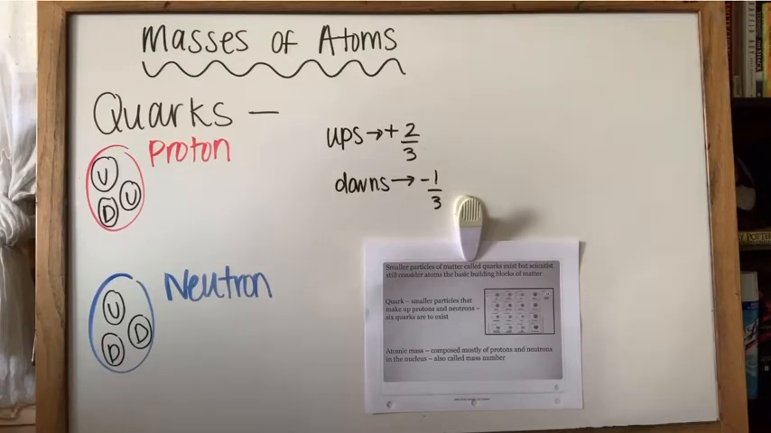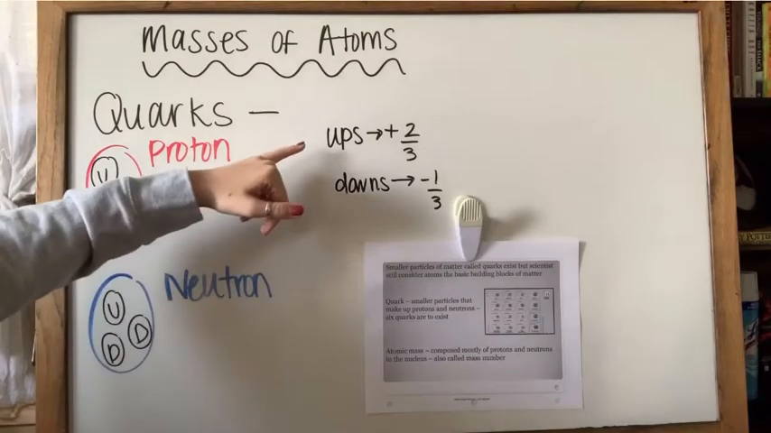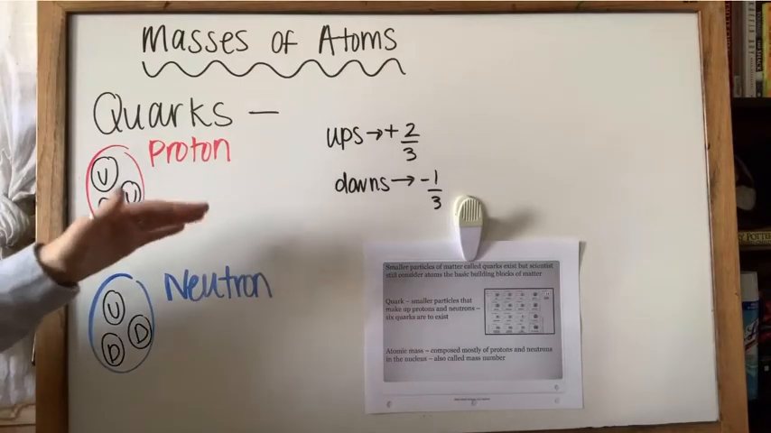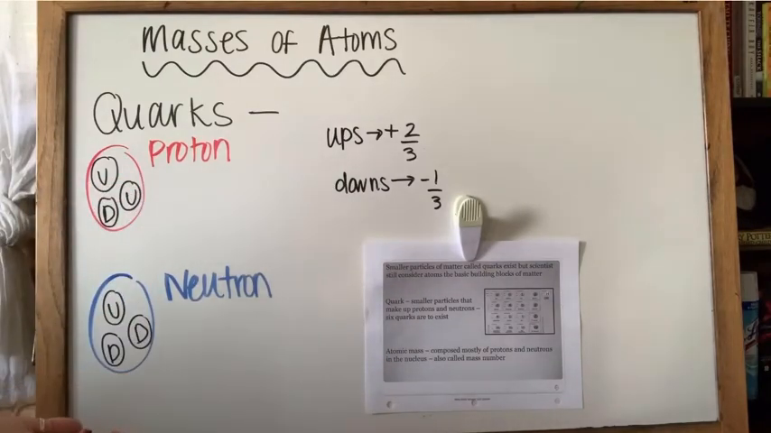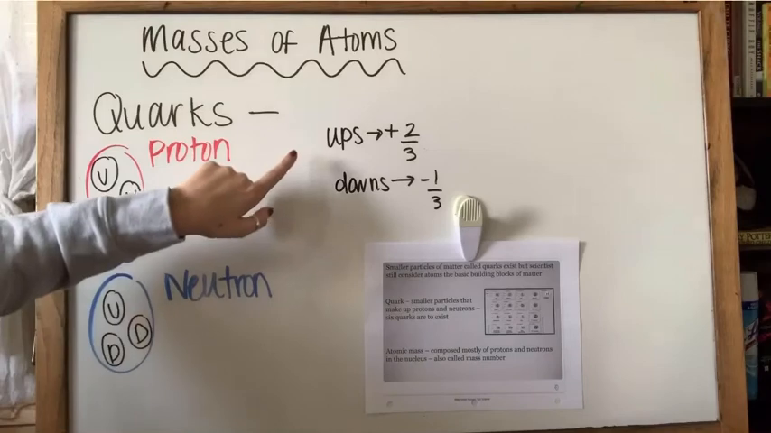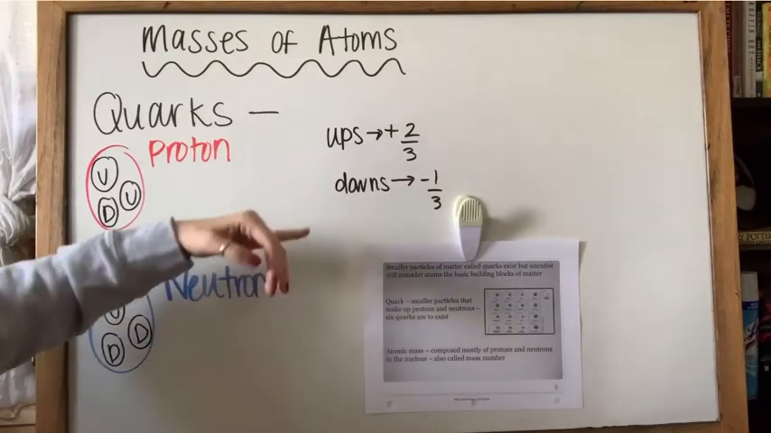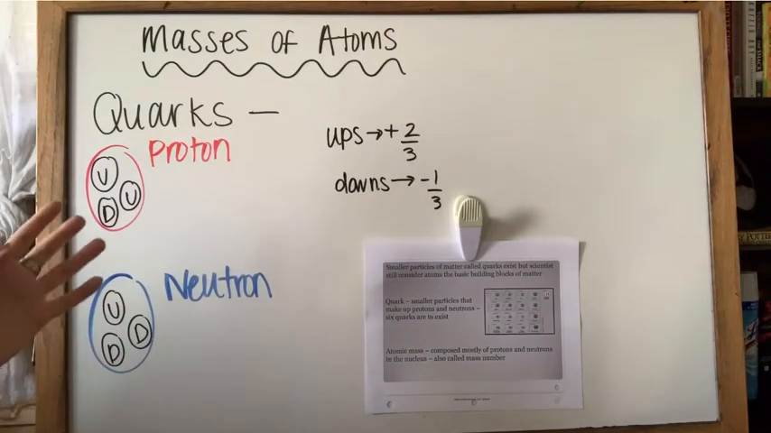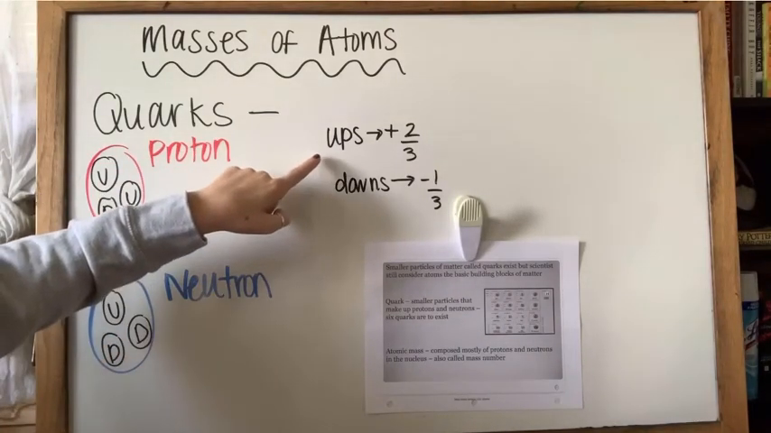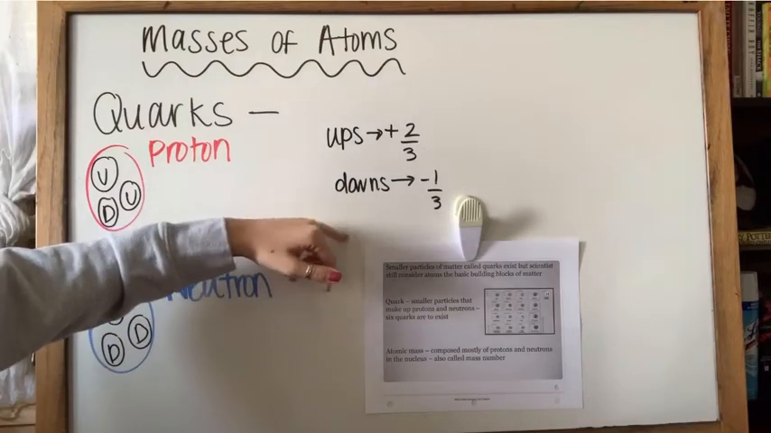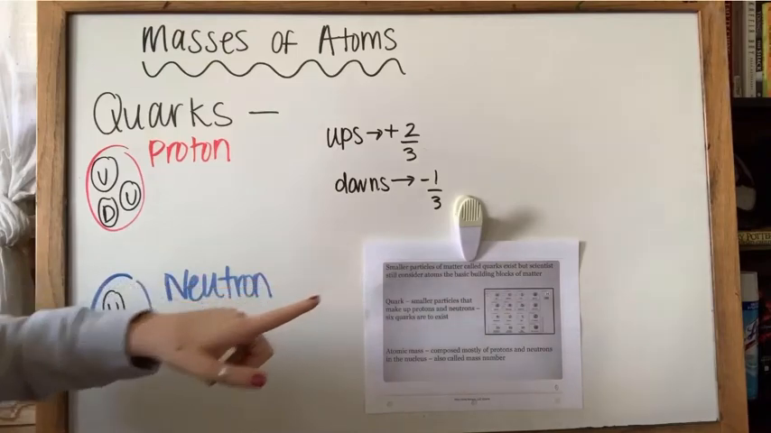Quarks, depending on what they are, have different masses, different charges, and different spins. Our up and our down quarks are our most common because they make up our protons and neutrons, which we are most familiar with. The charge of an up quark is represented as a fraction, as it is with a down quark. The up quark has a positive 2/3 charge, while the down quark has a negative 1/3 charge.